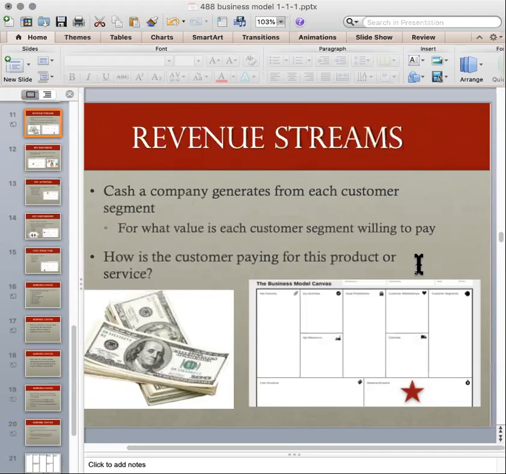Each revenue stream may have different pricing mechanisms. These could include fixed list prices, bargaining, auctioning, market-dependent, volume-dependent, or yield management. Boiled down, the revenue streams are cash a company generates from each customer segment. Also, consider what forms the customer will be paying in for the product or service.